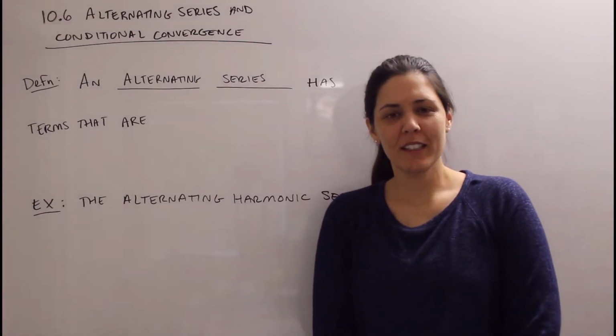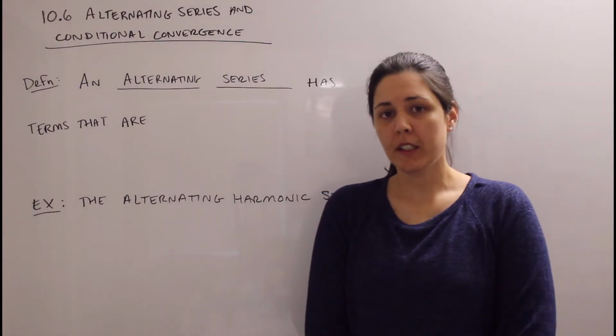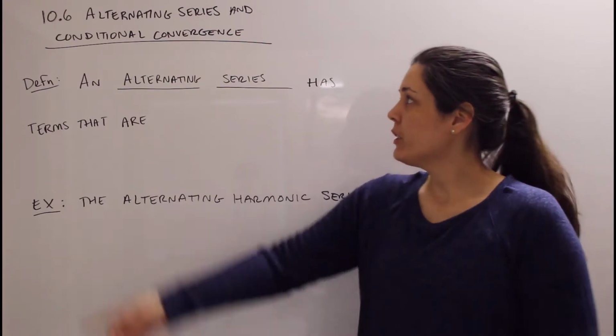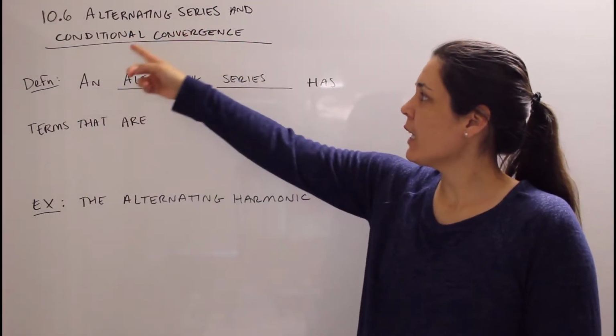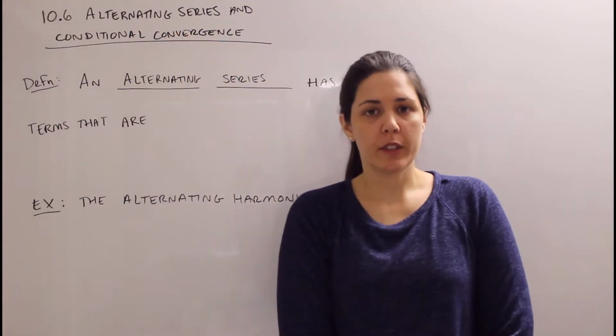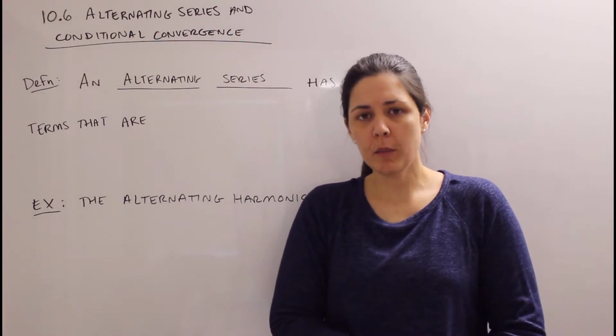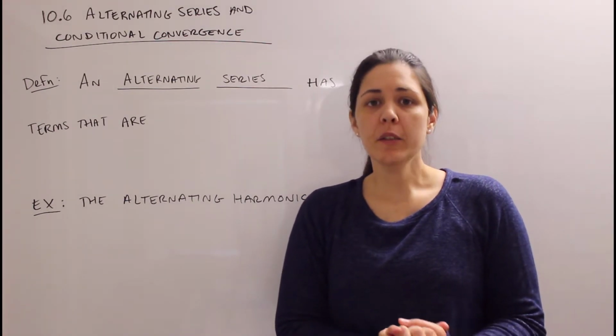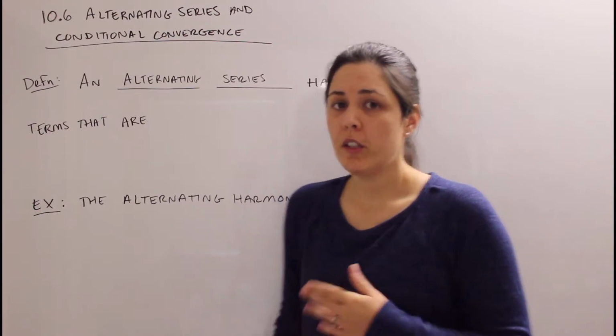Hi everyone! In this video we're going to be talking about section 10.6, which is on the alternating series and conditional convergence. Okay, so we've been talking a lot about series up until this point, so let's continue specifically looking at what's considered an alternating series.